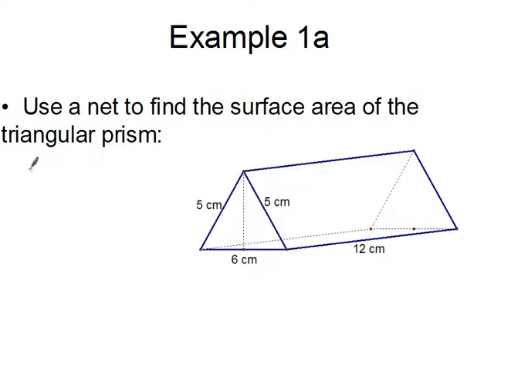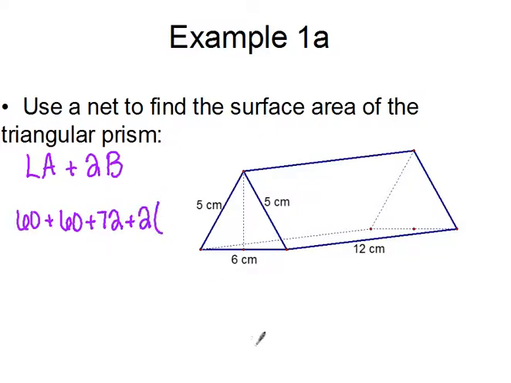Triangular prism. So remember we said it's lateral area plus 2 area, the bases. So the lateral area is all the rectangles around the outside. Well, I've got one rectangle here on the front that's 5 by 12. So that would be 60. The rectangle on the back side is the same as the front side, so that one's also 60. And then there's a rectangle on the bottom that's 6 by 12, so that one's 72. Plus 2 of the triangles.